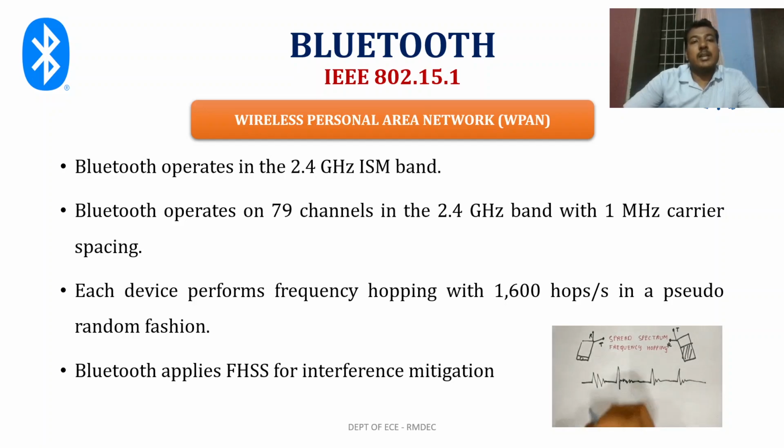Bluetooth operates on 79 channels in the 2.4 gigahertz band, with a spacing of 1 megahertz. Each device performs hopping with 1600 hops per second in a pseudo random fashion. So this follows FHSS, that is frequency hopping spread spectrum. It applies FHSS for interference mitigation. FHSS is a standard technique, as we all know.